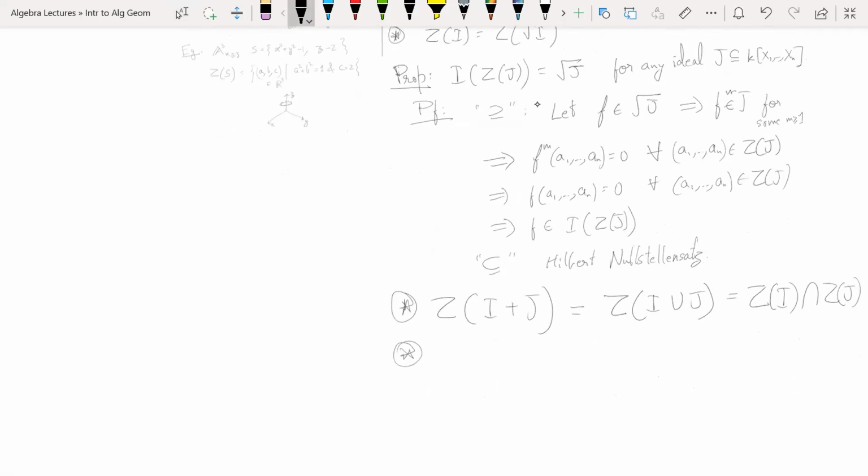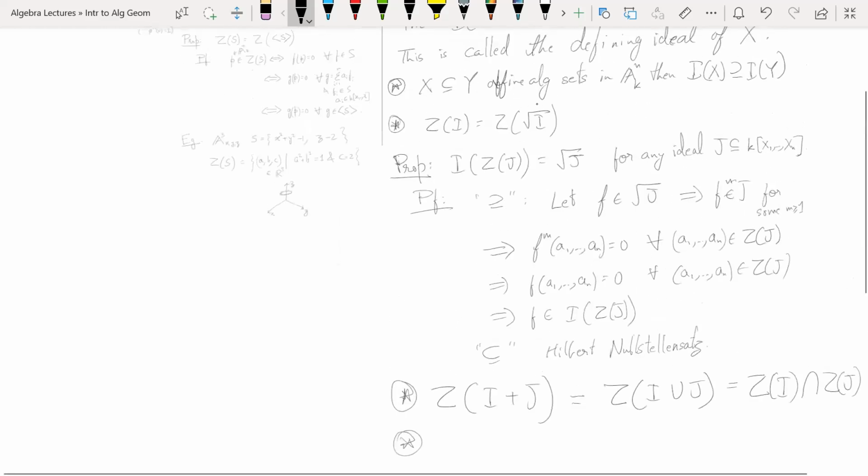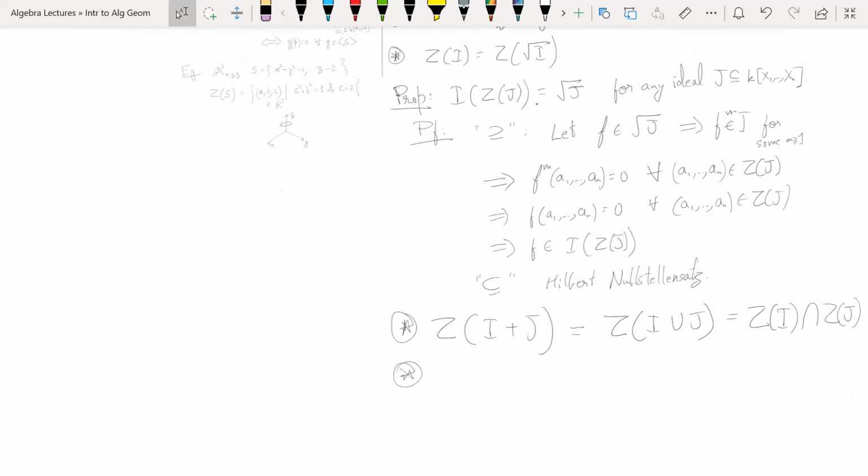Okay, and then Z(I) equals Z(sqrt(I)), I already talked about. Apparently I'd written some proof of it earlier, but okay, maybe I should prove something. Oh, there is one statement missing. Z(I intersection J) is Z(I) union Z(J), and this happens to be the same as Z(IJ). Okay, so maybe some parts I should prove. Maybe I'll prove the last one, and the others are similar.